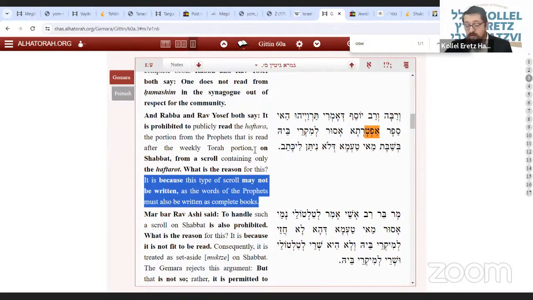So therefore, Rav Yosef says you can't use a sefer haftorahs. But what that means is that it was very common then, even in the times of the Amoraim, in the times of the Gemara, in times of the Mishnah. It was common to have a Sefer Haftarahs, and Rav Yosef says you're not allowed to use it.